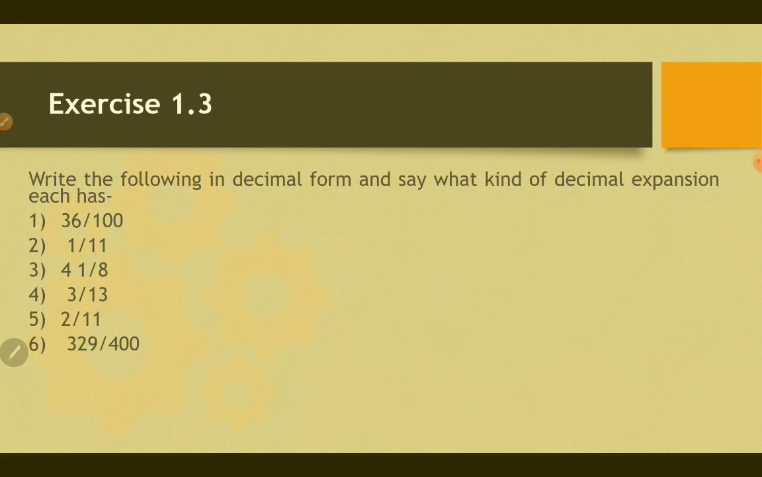Exercise 1.3: write the following in decimal form and say what kind of decimal expansion each has. So, the first one is 36 by 100, which we can write as 0.36, hence it is a terminating decimal.